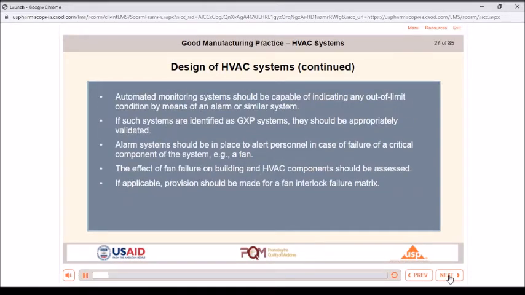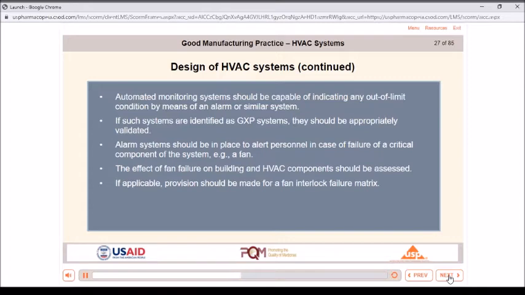Design of HVAC systems continued. Automated monitoring systems should be capable of indicating any out-of-limit condition by means of an alarm or similar system. If such systems are identified as GXP systems, they should be appropriately validated.